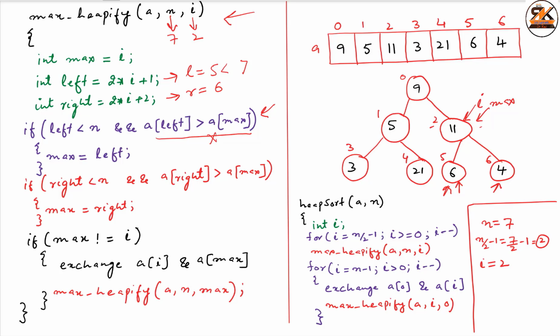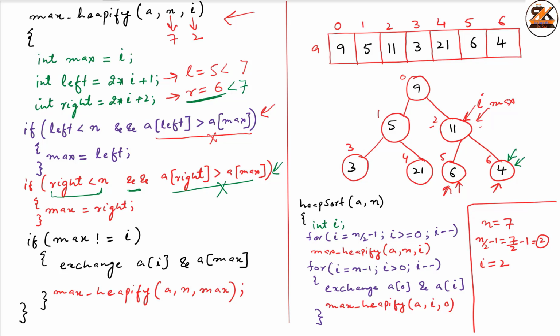Then we come to the next if condition, this one. Right is less than n, yes, right is 6, it is less than 7, that's true. And next condition, a of right is having value 4, is that greater than max? No, this is again not true.